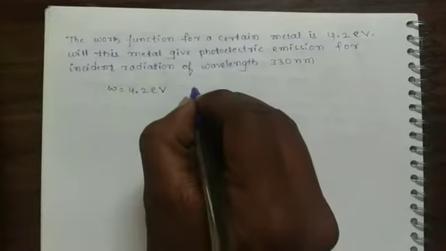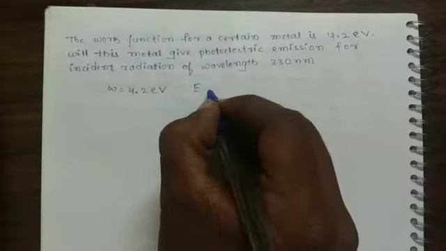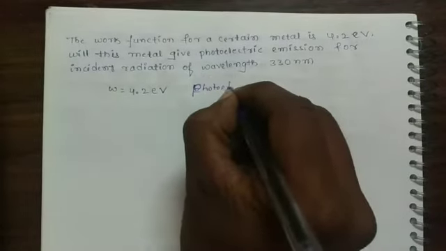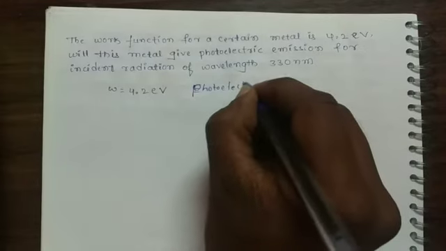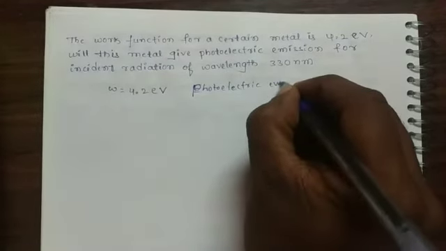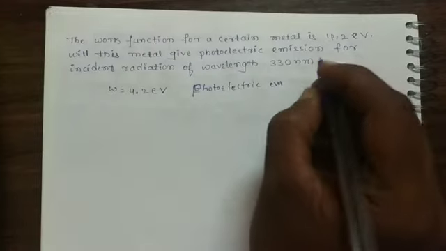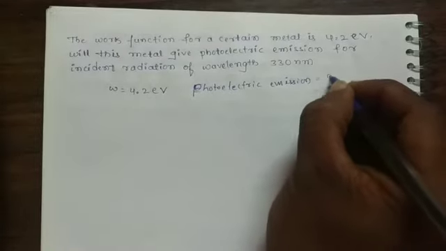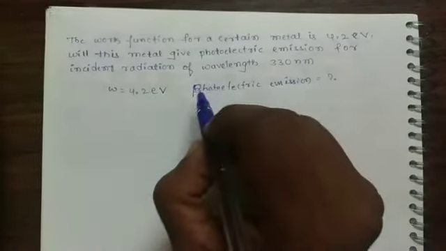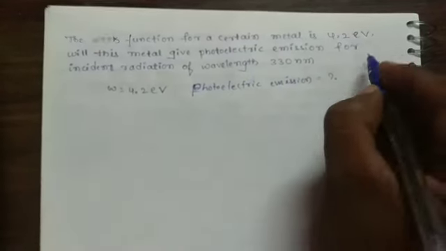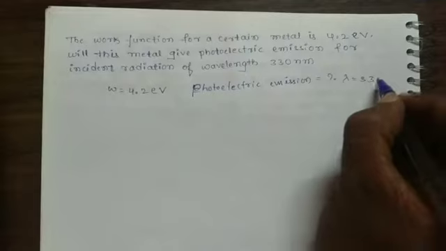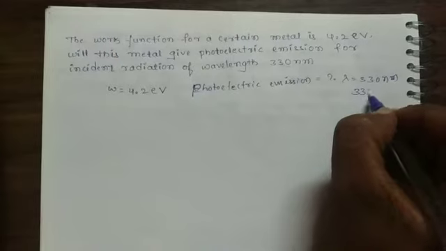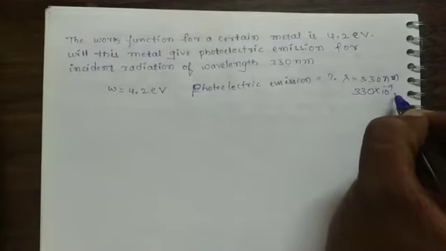Here we want to calculate energy. For photoelectric emission is equal to question mark, and the given wavelength is 330 nanometer, so lambda is equal to 330 nanometer. Nano means 330 into 10 power minus 9 meter.